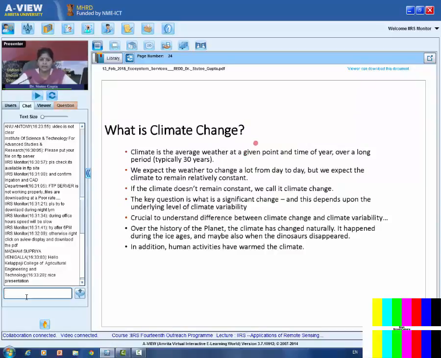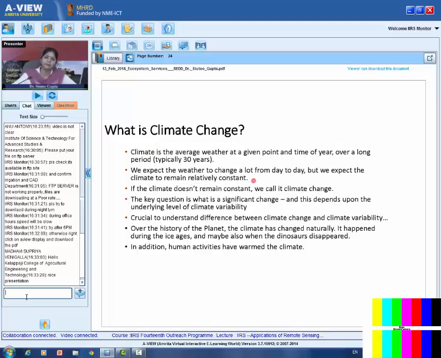Now, there has been a lot of debate: what is climate change, why is it happening? Climate is the average weather at a given point and time of year over a long period, typically 30 years. So if something is constant for 30 years, yes, that is the climate, and something extreme which happens is known as climate change. We expect the weather to change a lot from day to day, but we expect the climate to be relatively constant. If that is not happening, then we can say it is climate change.